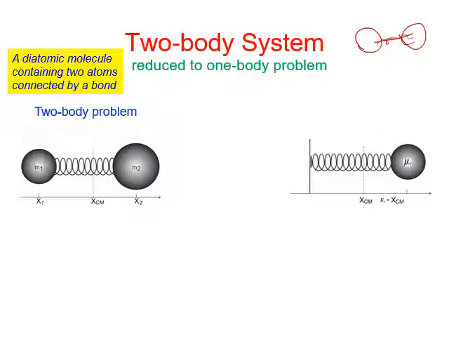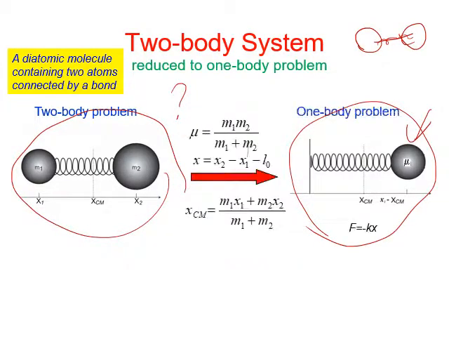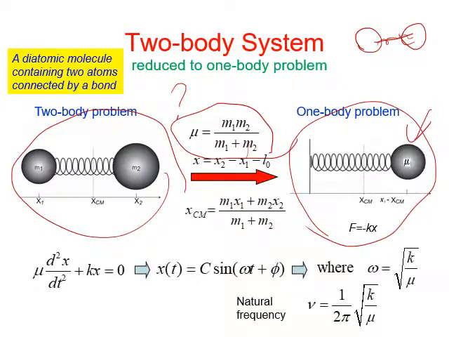So how does classical physics describe a two-body system? It turns out that the two-body system can be reduced to a one-body system if we calculate the mass using this equation: m1 times m2 divided by m1 plus m2. This is called the reduced mass. If we do that, then the two systems become equivalent. Therefore, the frequency of this system can be calculated by 1 divided by 2 pi times the square root of k over mu. Here, mu is the reduced mass.